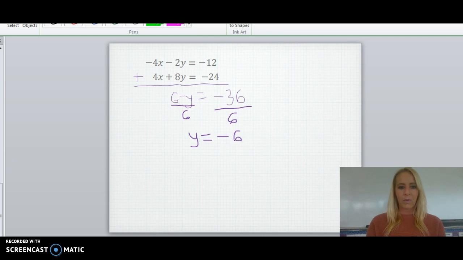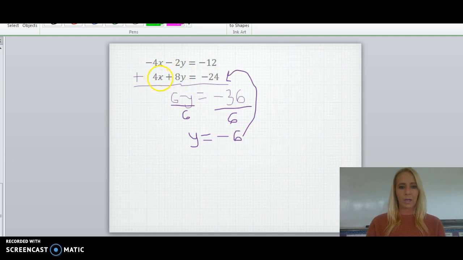Now our end goal is to find an ordered pair that satisfies both equations. We have y, so now we need to find x. We can find x by plugging negative 6 back into one of the equations to solve for x. So I'm going to pick the second equation just because it doesn't have any negatives except for the negative 24. You can plug in the y to either equation and you'll still get the same answer. So you can choose which equation best works for you.